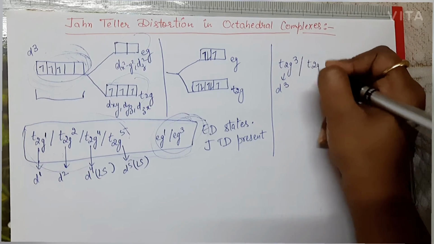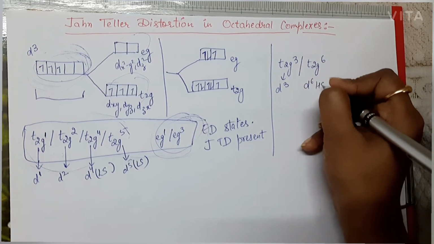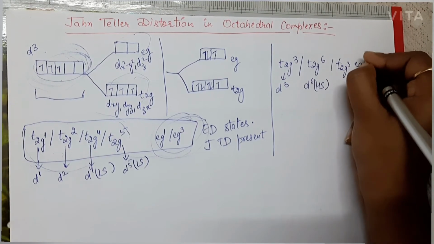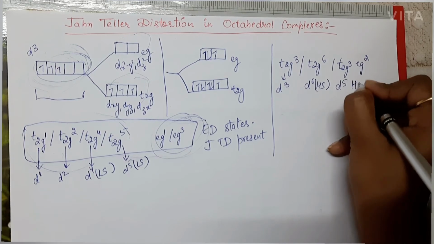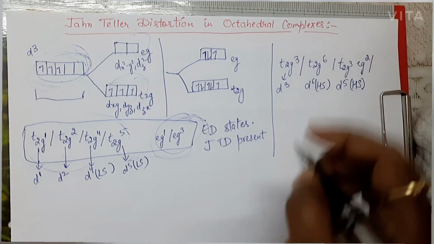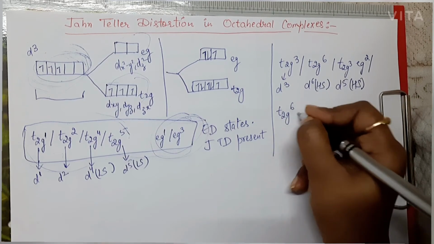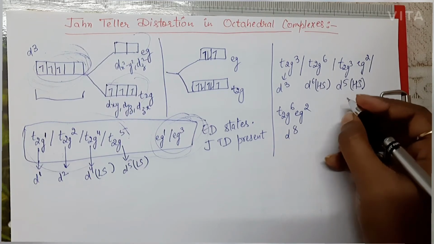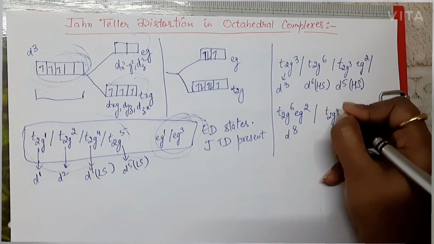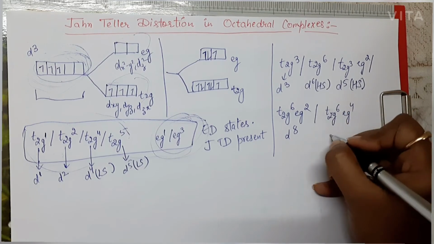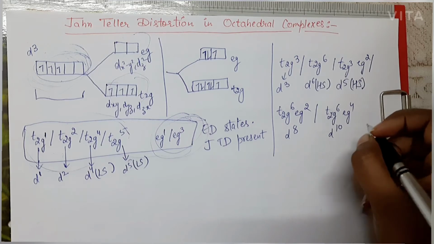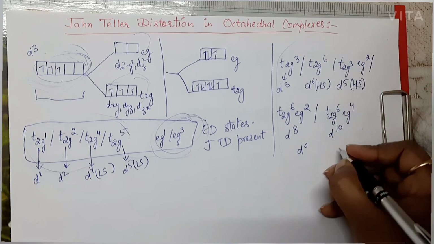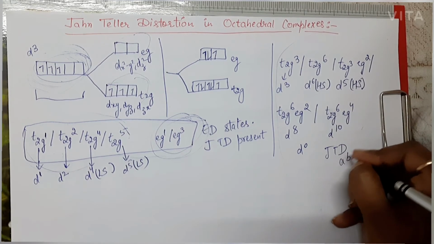Next is T2G6, that is D6 high spin, or you can say T2G3 EG2, this is the case of D5 high spin, or we can have the case of T2G6 EG2, this is also symmetric, so this is the case of, I think, D8. And if we talk about T2G6 and EG4, this is D10, or you can say in case of D0 also, right? These are the cases where Jahn-Teller distortion will be absent.